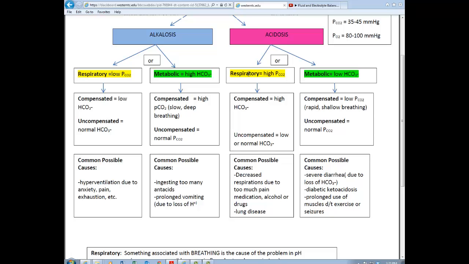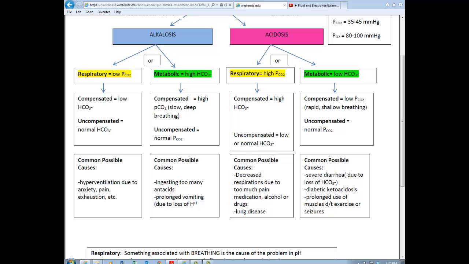Metabolic acidosis would be, again, anything that affects the bicarbonate ion. So severe diarrhea, we lose bicarbonate ion in the diarrhea. Diabetic ketoacidosis is, again, going to cause that breakdown of fat and muscle, releasing ketones, which are acids, and will cause pH to go down. And then excessive exercise or seizures is a buildup due to lactic acid. So all of those are examples of metabolic acidosis.